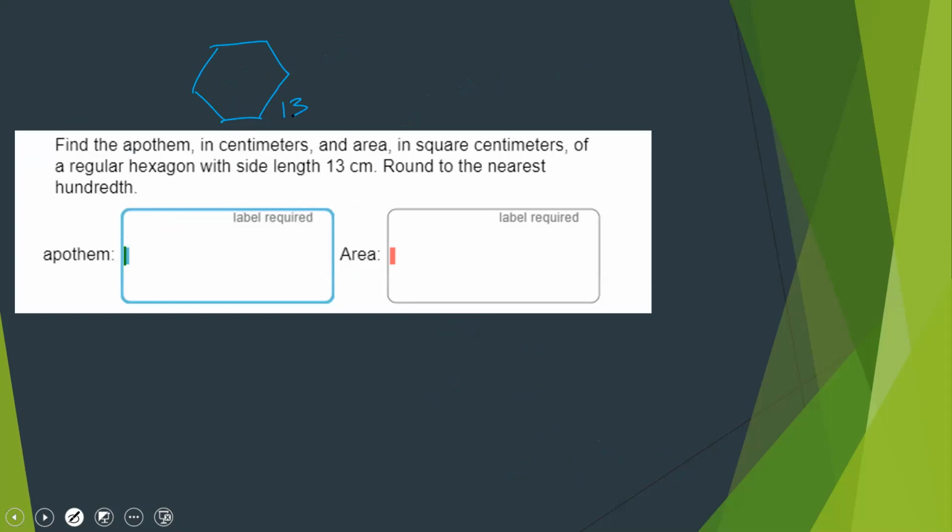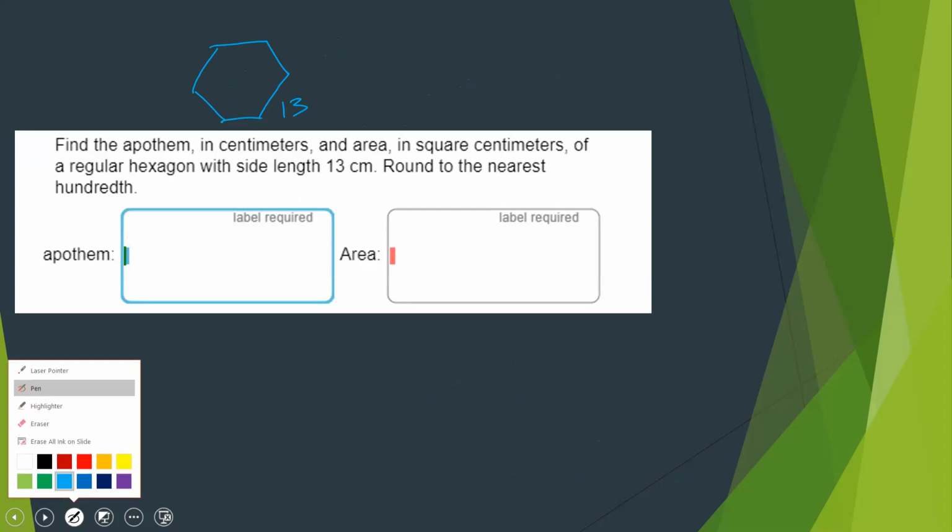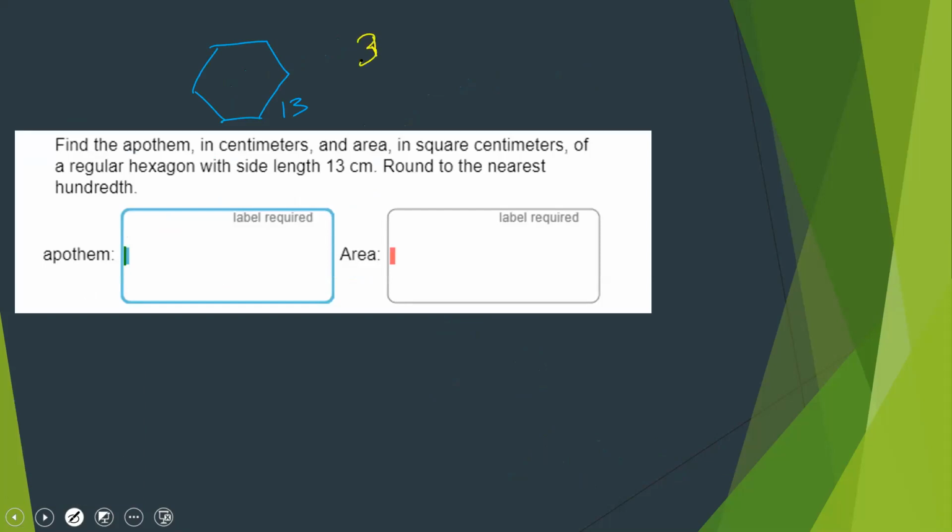Okay, so if it's 13, I need to take the same approach I have been. I'm going to take that 360 and divide it by 2n. In this case, n is 6, which will give me 30 degrees. So that means right angle 30 degrees. Now I can solve for my apothem. And if I know this whole distance is 13, then half that distance is 6.5.